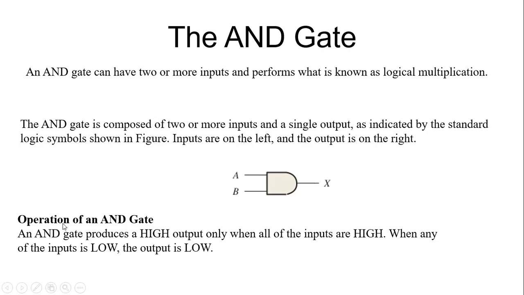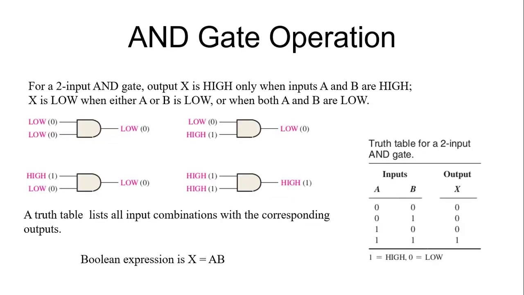Operation of an AND gate. An AND gate produces a high output only when all of the inputs are high. If A is 1, B is 1, the output will be 1. If any of the inputs is 0, the output will be 0. This is the basic operation of an AND gate. So it can be stated that for a 2 input AND gate, output X is high only when input A and B are high. X is low when either A or B is low, or when both A and B are low.